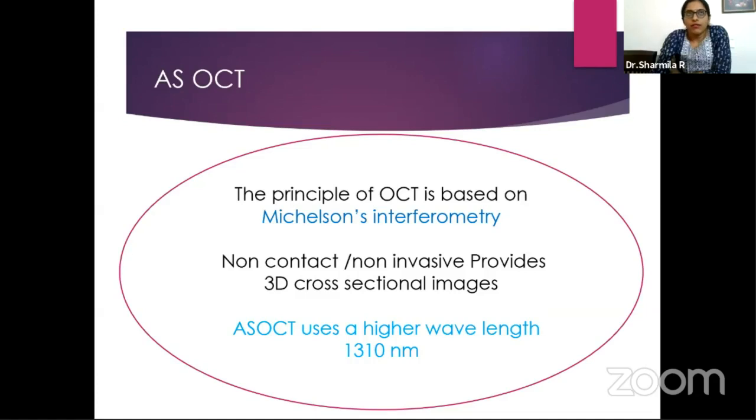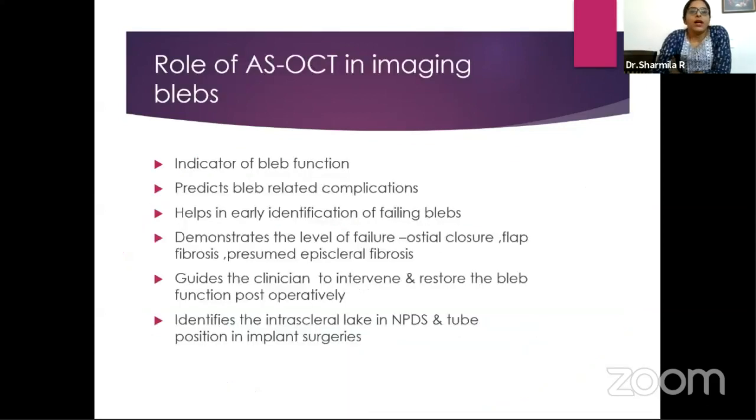However, with the conventional posterior segment OCT, they use a diode light of 840 nanometers, whereas with the anterior segment, we use a 1310 nanometer wavelength light. And for those who are going for a one-time investment, there is a module which comes with the ASOCT also. That is, the posterior segment and anterior segment can be used in the same machine. And what is the role of ASOCT in imaging the blebs?